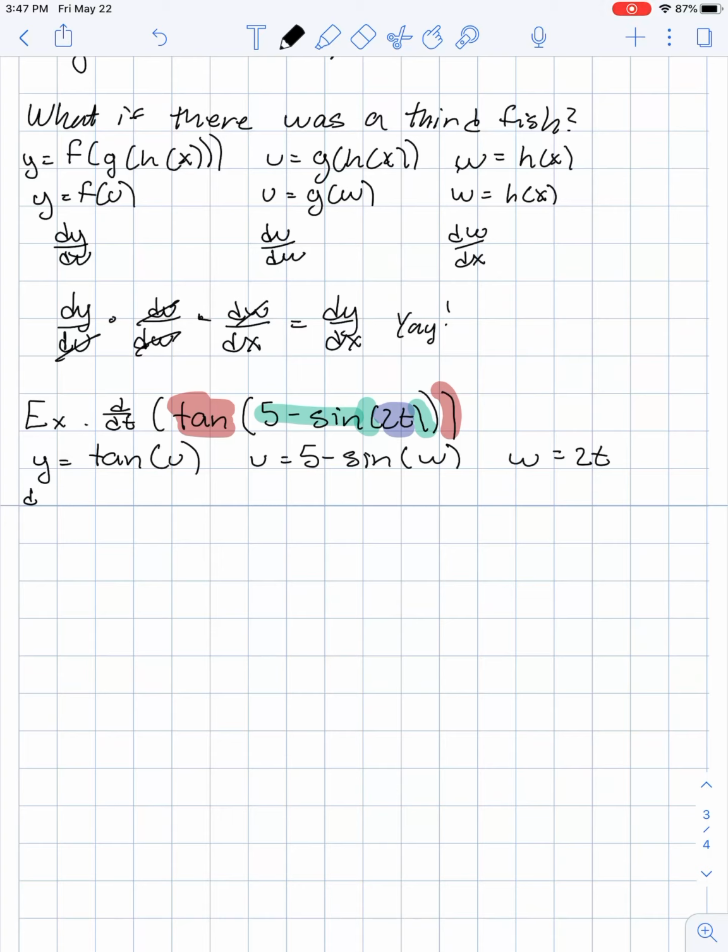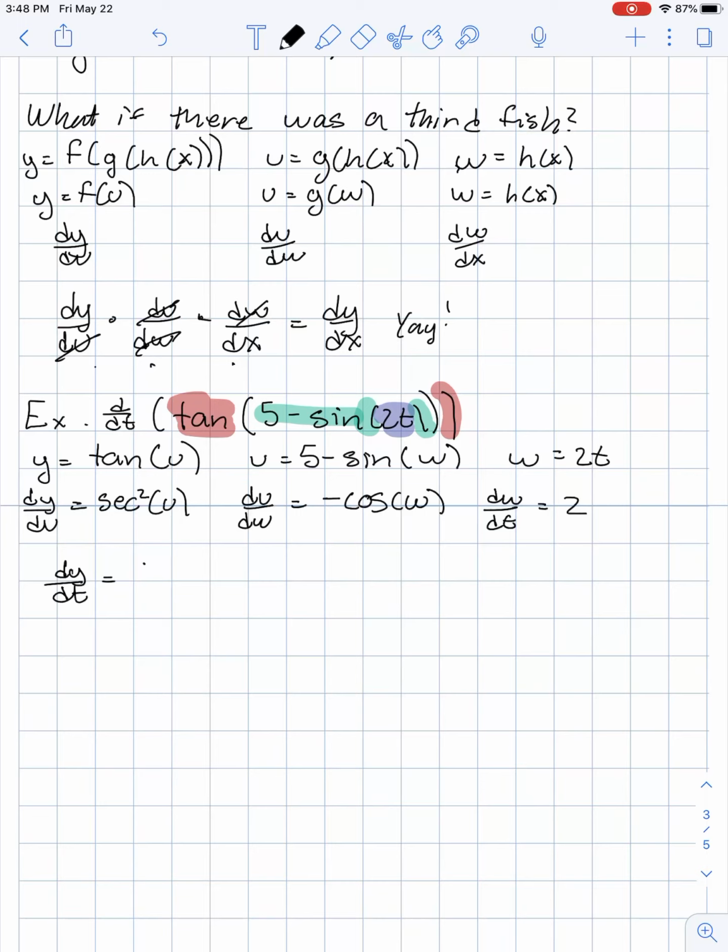Alrighty. So dy/du equals tangent's derivative, which is secant squared of u. du/dw is going to be, we know the sum and difference rule, that the 5 is going to go away, and then I can add the derivative of minus sine of w, which we know is minus cosine of w, and then dw/dt is just 2. Well, from above, I just saw that I can just multiply all these things together.